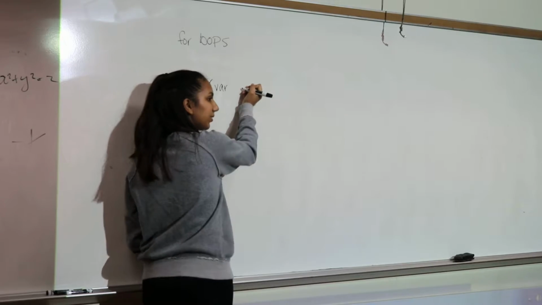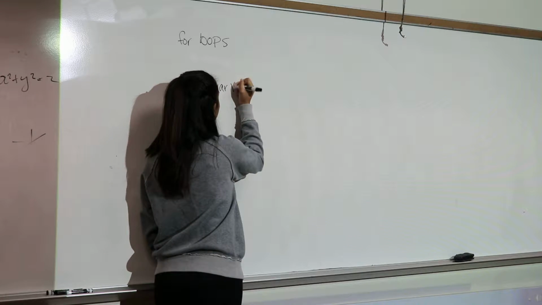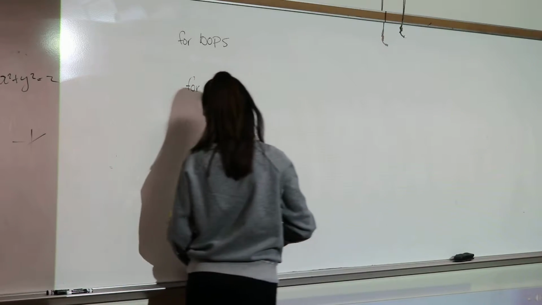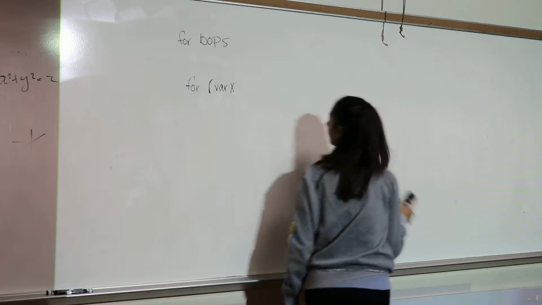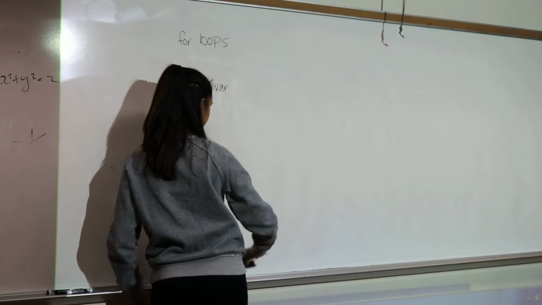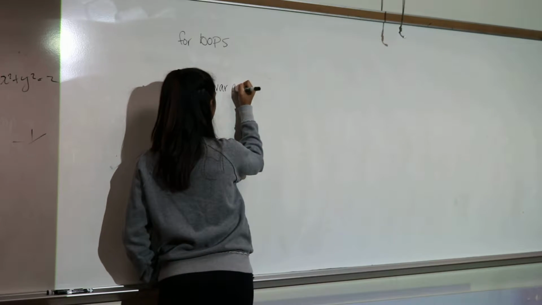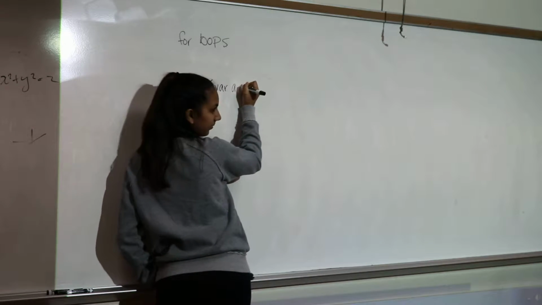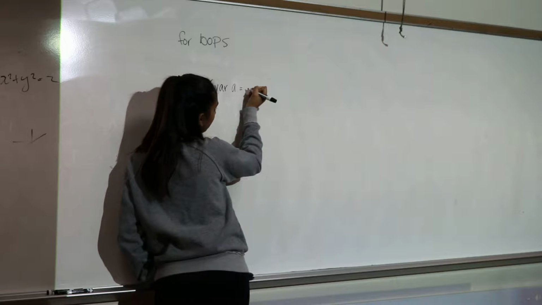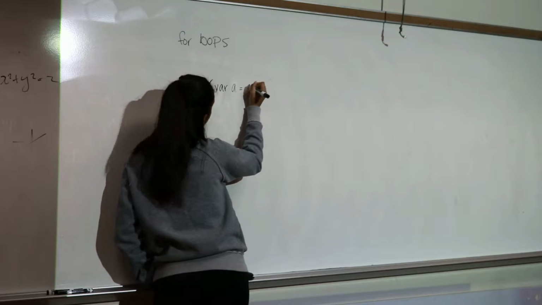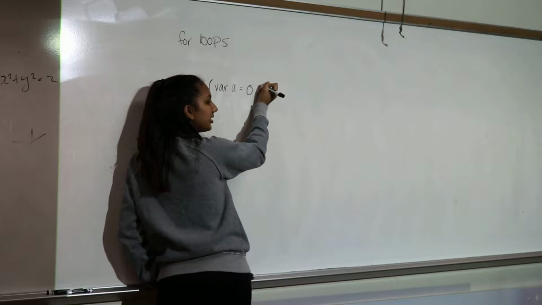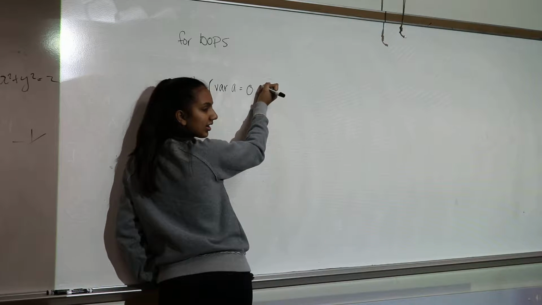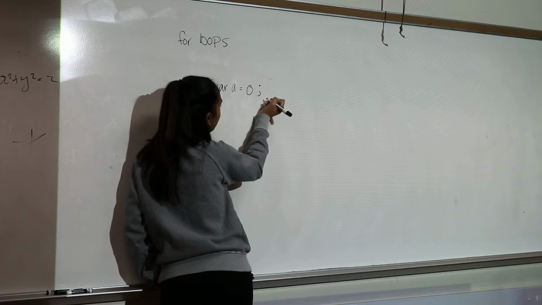So we're making our variable. What do we want to name our variable? A. Alright, you want it to be A? That's fine. Then it is equal to what? Just give me a number. Zero. Okay, how do I separate them out? Semicolons.